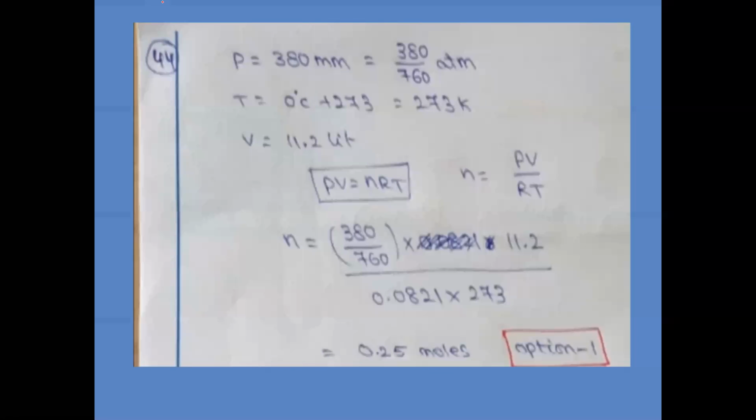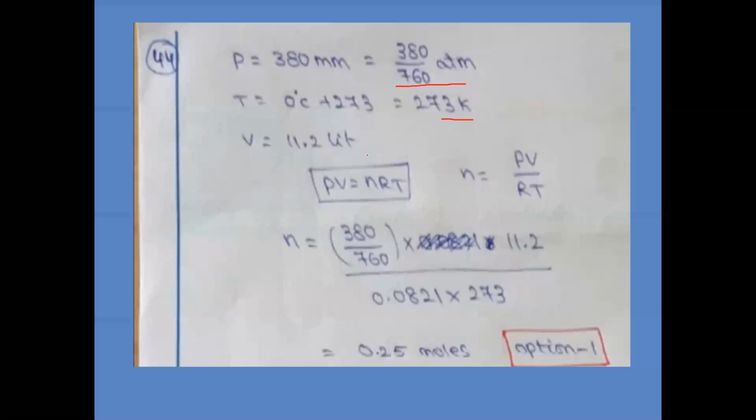See here now, pressure is mentioned how much here? P is equal to 380 mm. So convert into ATM here. We know that 760 mm is equal to 1 ATM. Therefore, the given mm by 760 will be equal to some ATM. So pressure in ATM you take first. Next, temperature in Kelvin, we have to take 273 Kelvin. 273 Kelvin is the temperature given and pressure is given this much in ATM.